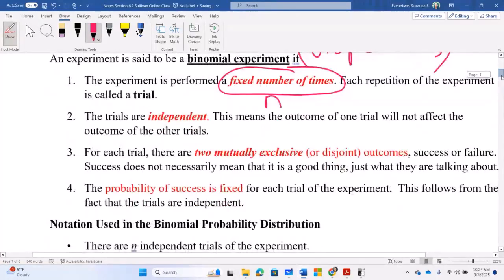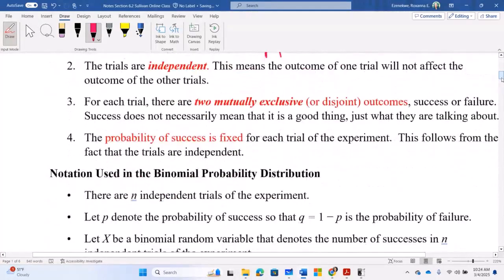Number 2, the trials are independent. In other words, if I flip a coin and a head comes out, it doesn't really mean that if I flip it again, a head will come out. It's either a head or a tail. They are equally likely. That's why we say they are independent. This means the outcome of one trial will not affect the outcome of another.